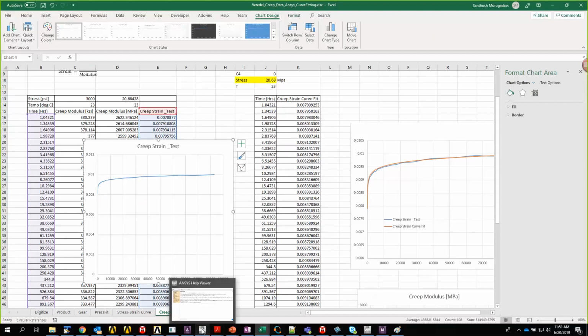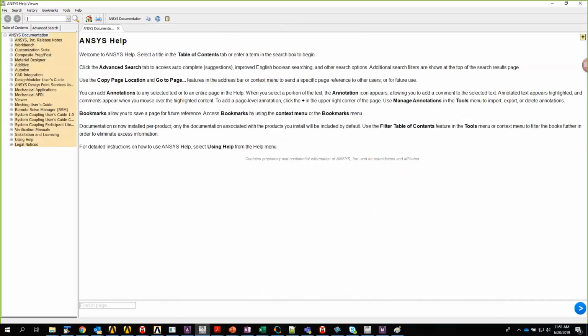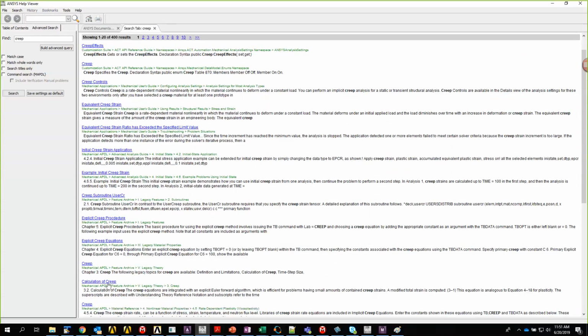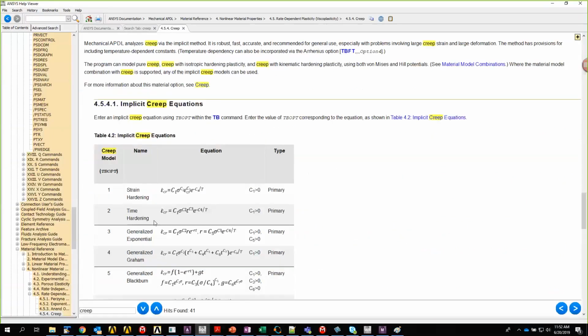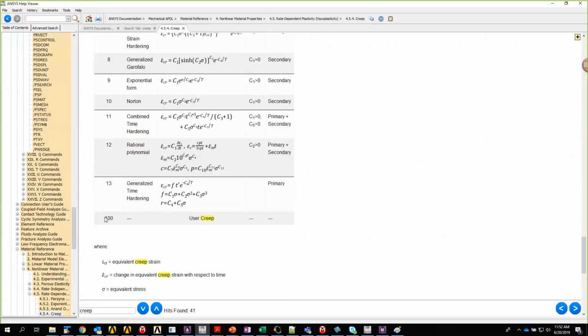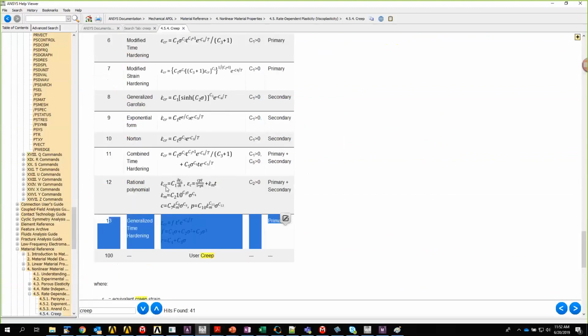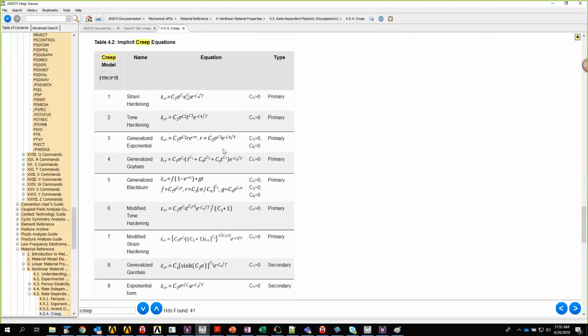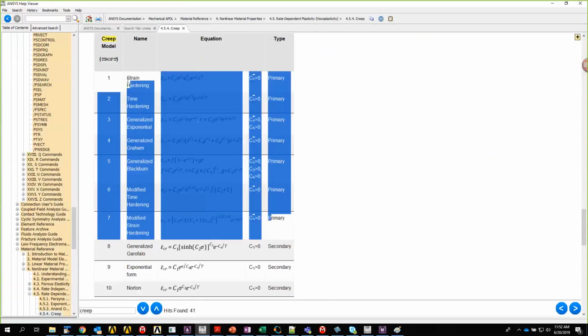Okay. If you want, then we need to look at what are the various creep models available in ANSYS. So if you go to the ANSYS help manual and search for creep, we can find some information about creep. There are approximately 13 different creep models available in ANSYS, and further the user can define their own creep law. Now we are interested in the primary. So these are all the creep models which are applicable for primary creep.